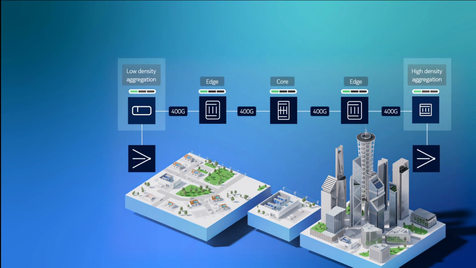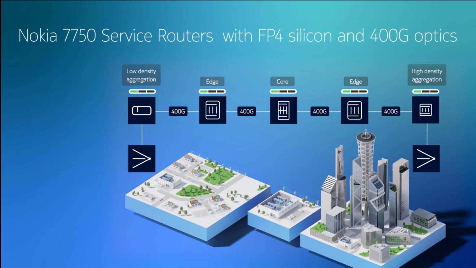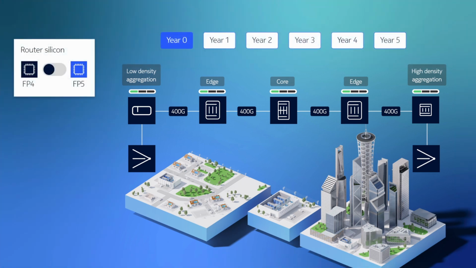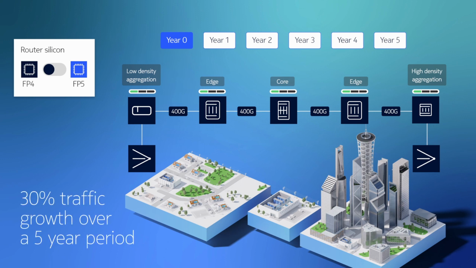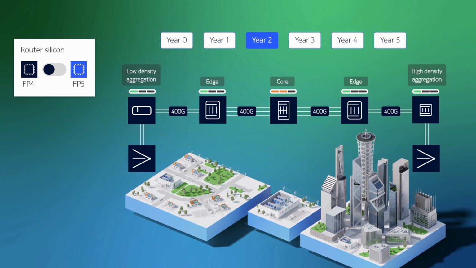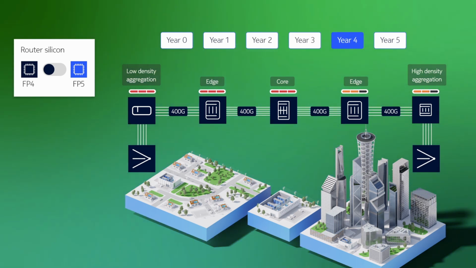For a reference network consisting of IP aggregation, edge, and core routers, the baseline network consisted of Nokia 7750 service routers with FP4 silicon and 400G optics. The study modeled the chassis capacity needed to support a cumulative traffic growth of 30% over a 5-year period. The gauges, changing color from green to orange and red, show that FP4 routers gradually need more capacity as traffic increases.